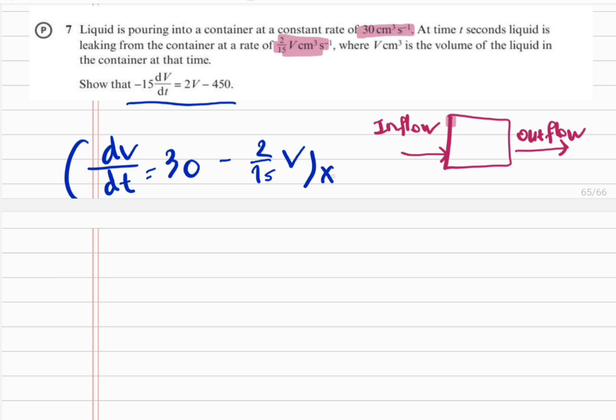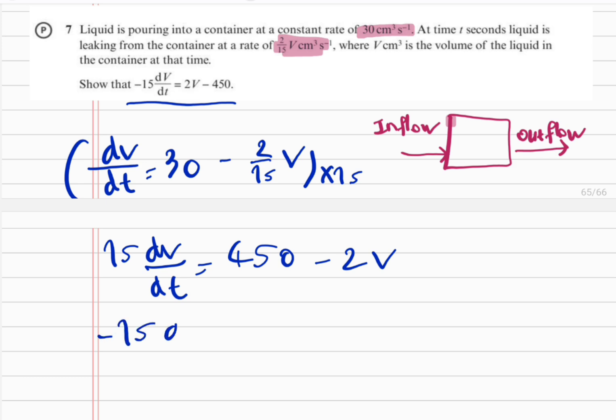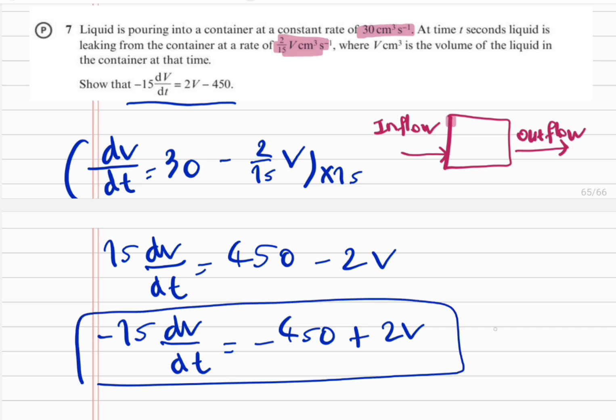So we can multiply everything by 15 to get 15 dV/dt is equal to 450 minus 2V. So as you can see, we are very close. We just need to multiply everything by -1. So it's going to be negative 15 dV/dt is equal to minus 450 plus 2V. And this is exactly what the question is looking for. Okay, that's it for this video, and thank you for watching.